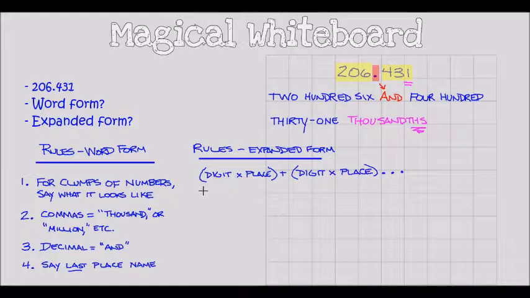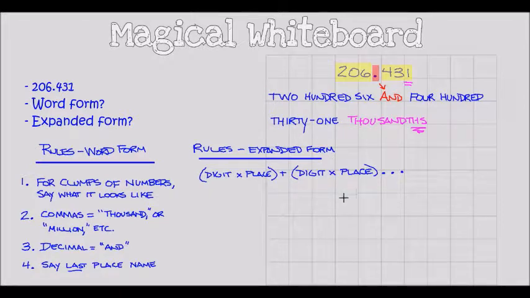I just start from the left side of my number and I write the first digit I see, and then I multiply it by the place it's in. And then I close my parentheses, put a plus sign, set up a new set of parentheses, put the next digit, and multiply it by the place it's in. And so I just keep following this pattern, the digit times where it lives, plus the digit times where it lives.